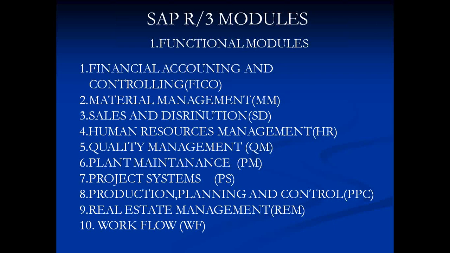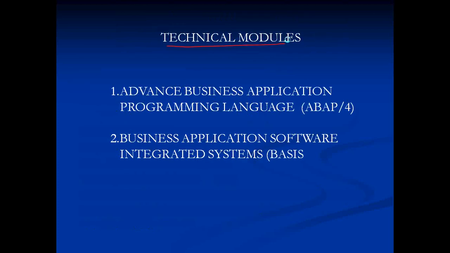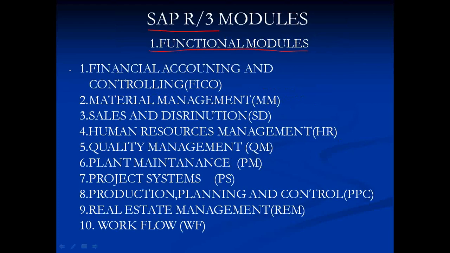Now, I told you the name of the product we are using is SAP R3. Under this product, basically we have two types of modules. Number one, functional modules. Number two, technical modules. Under the functional modules, we have FICO. These functional modules are fully developed softwares which are used to manage one department in the company. So under the functional modules, we have financial accounting and controlling, which is simply called FICO. It is used to manage your finance and accounts department.